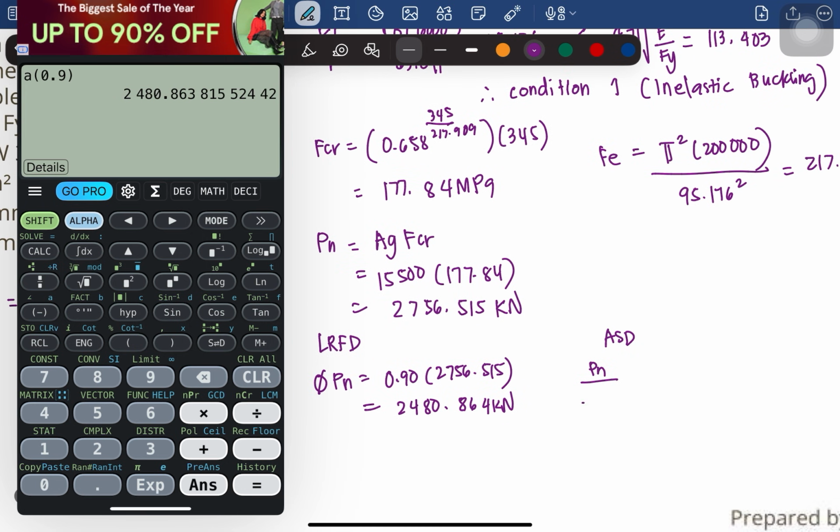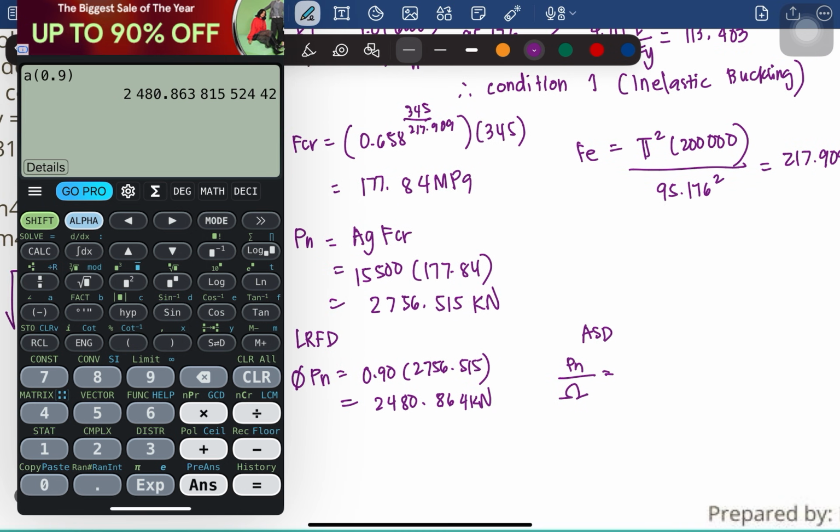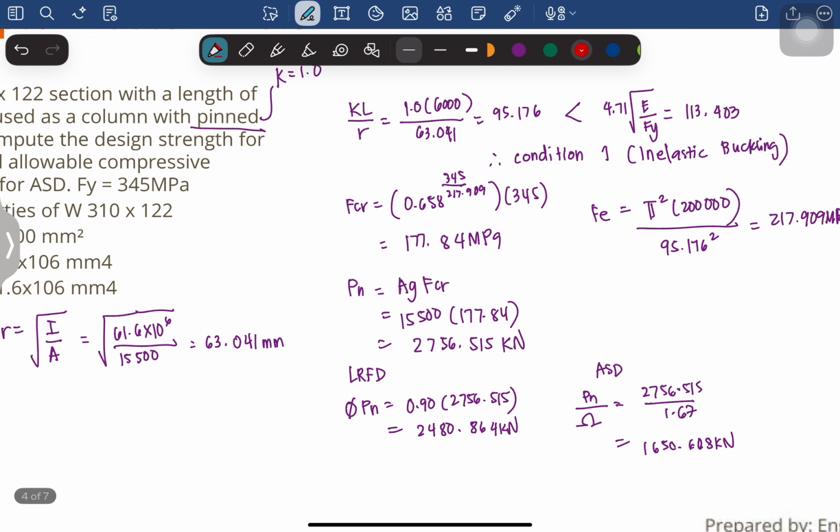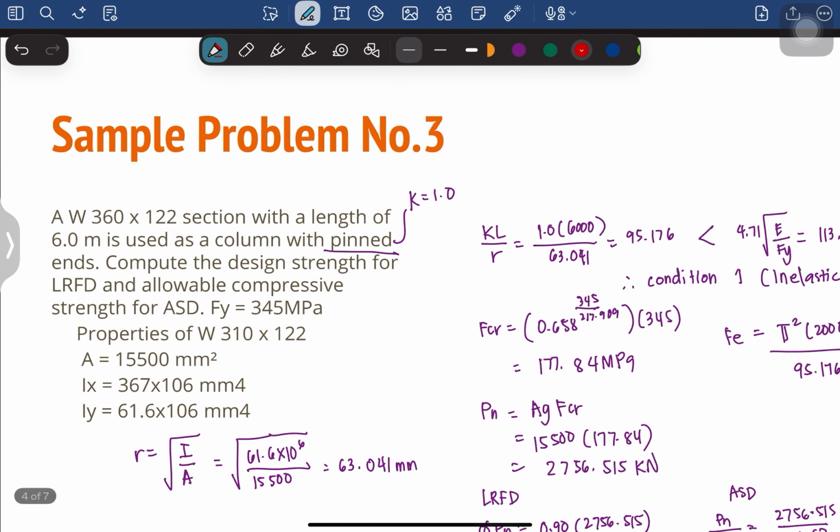we have to divide it by the safety factor 1.67. So A over 1.67 is equal to 1,650.608 kilonewton. So these are the final answers for item number 3.